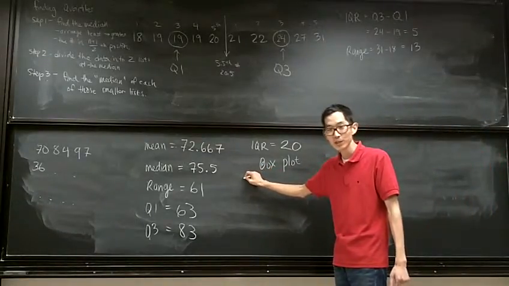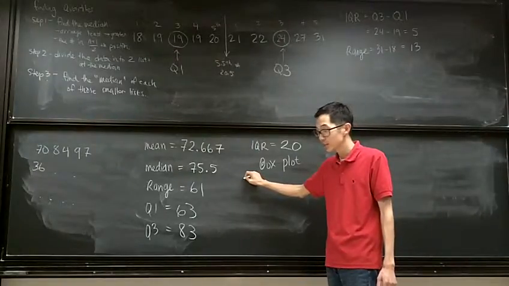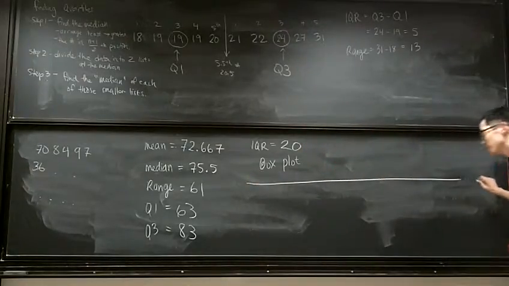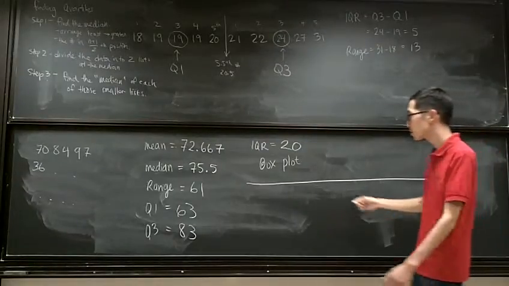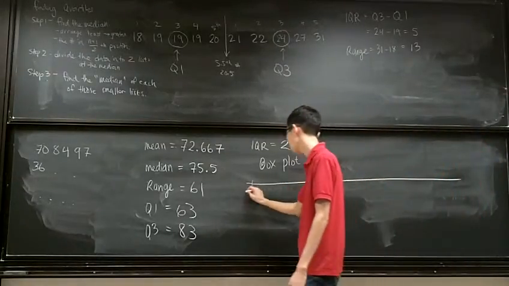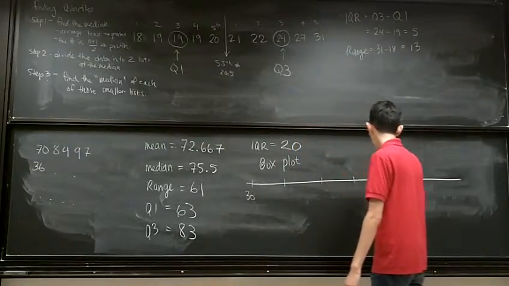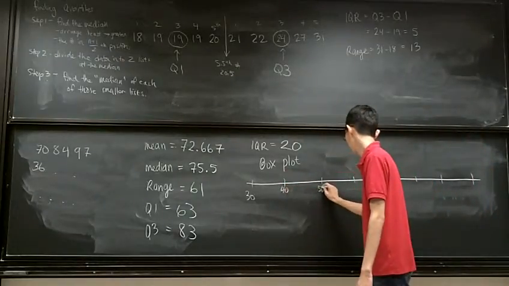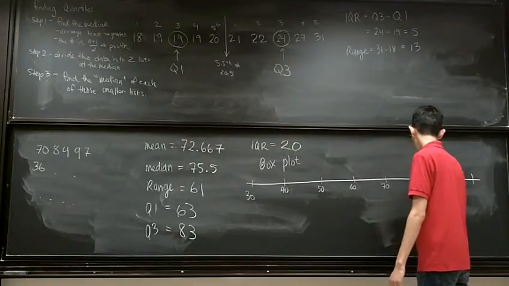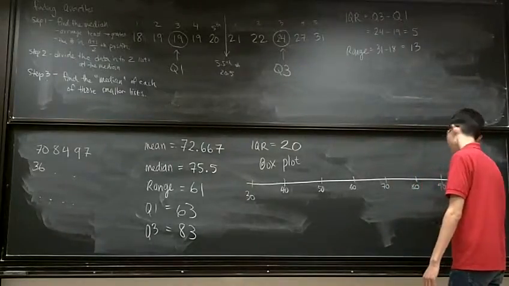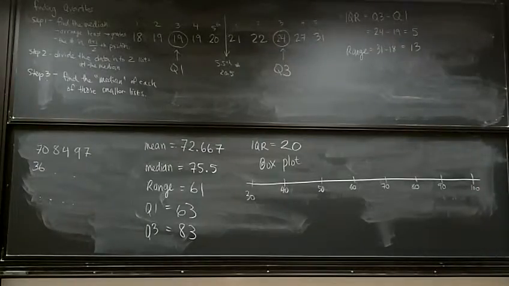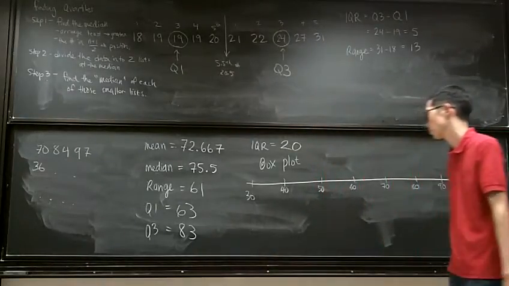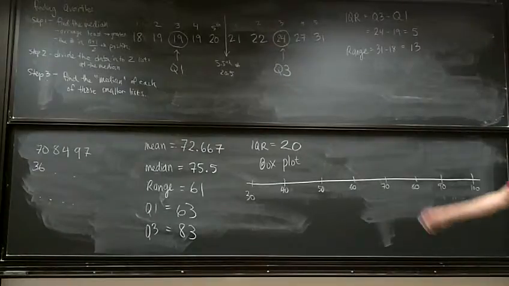Any graphic summary of a numeric data set requires what? A number line, okay? So we need a number line, and in this case, our number line has to at least cover from the smallest to the biggest. So I gotta go 30, 40, 50, 60, 70, 80, 90, 100.